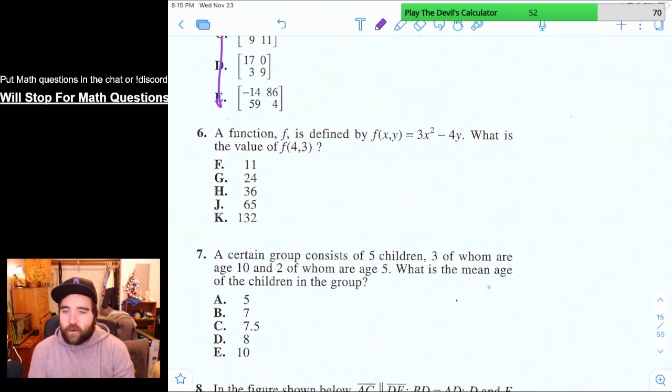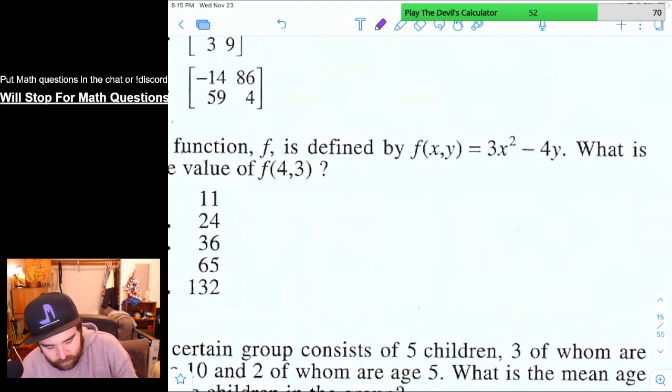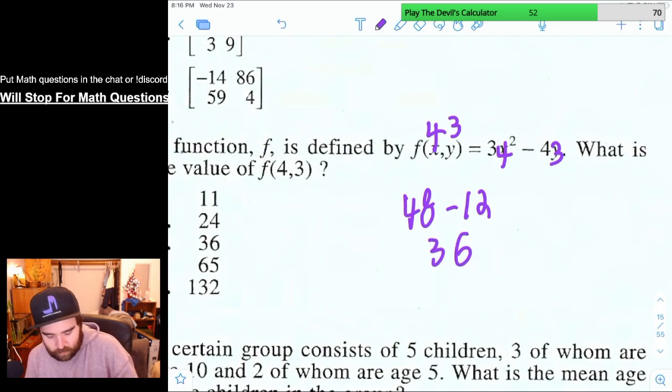All right, next. A function is defined by that. Whoa, okay. So this isn't notation we're used to, but see how it's the same thing. It's just you have your x and your y. So here they're saying that the x is 4, and the y is 3. So that's 3 times 4 squared, 48, minus 12, so 36.